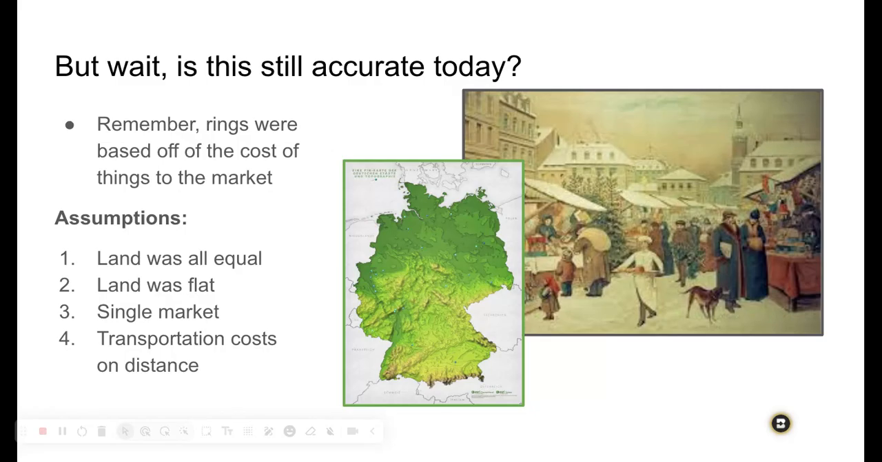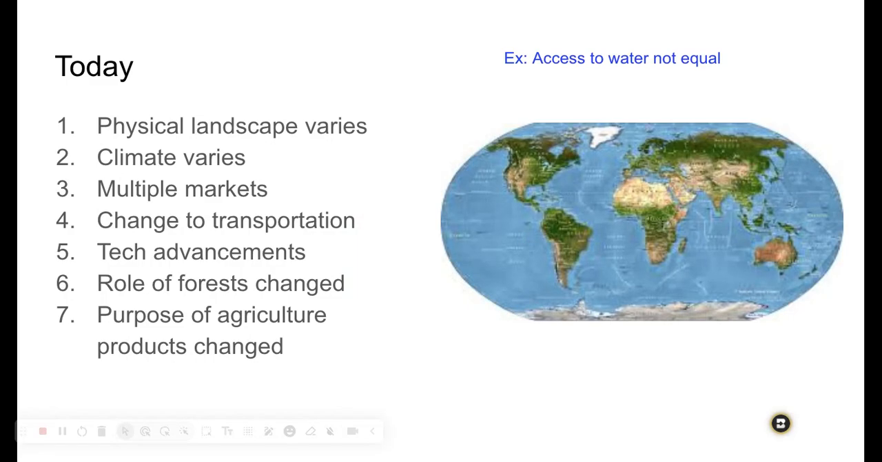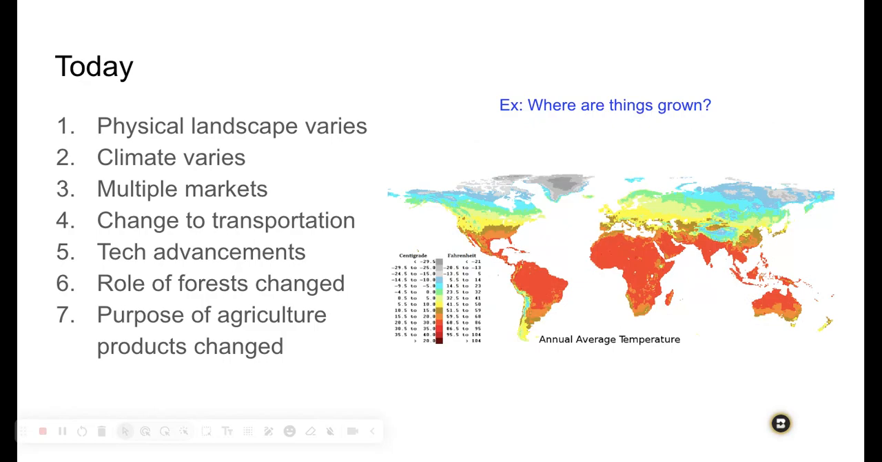So, what has changed from these assumptions? All right, we're going to talk about 7 things. Today, when we look at where we get our goods, we don't just get it from a small area, we get it from all over the world. And the physical landscape varies. Access to water is not equal, for example. So that's going to make a difference. The climate also varies, if we're not just getting things from our neighboring areas.